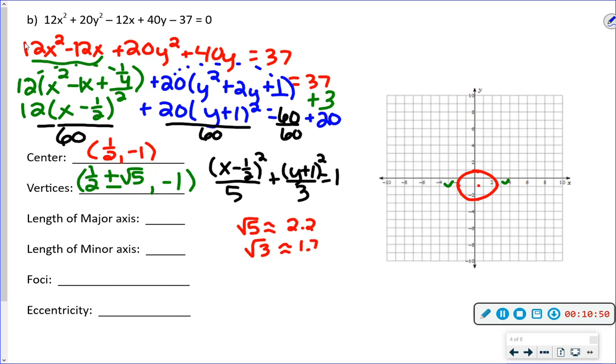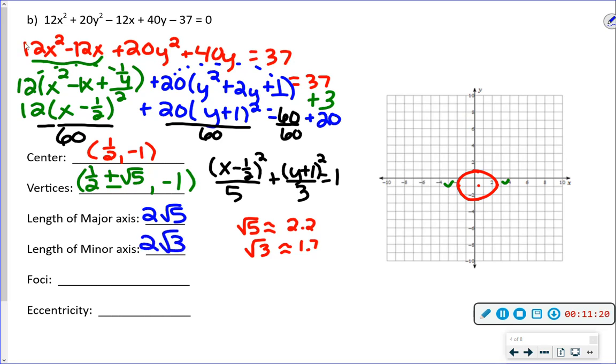Length of the major axis. Well, I went right a square root of 5, left a square root of 5. I covered how many square roots of 5? Square root of 5 plus the square root of 5. 2 square roots of 5. That was a little scary. Minor axis. We went up a square root of 3 and down a square root of 3. 2 square roots of 3. We got it.